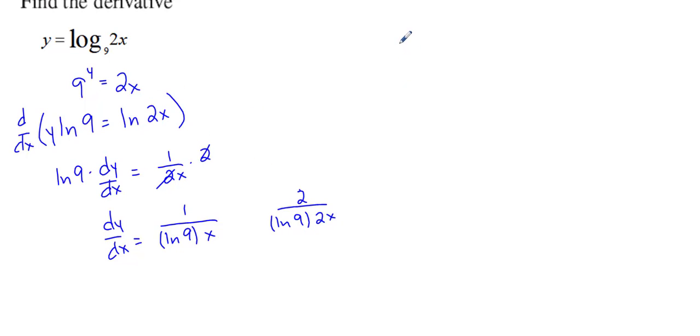Okay, let's say we had y equals log base 8 of 3x. What would dy dx be? Okay, how do we get this 2? Where did that 2 come from? That was the derivative of the inner function, right? That's the dx part, or the du part, I should say.